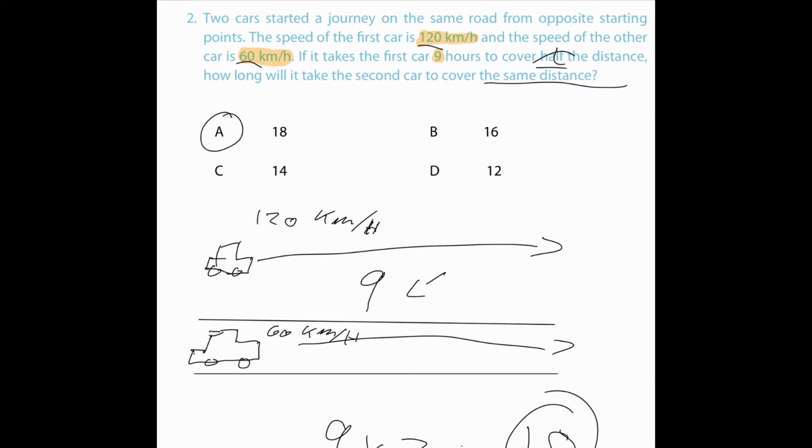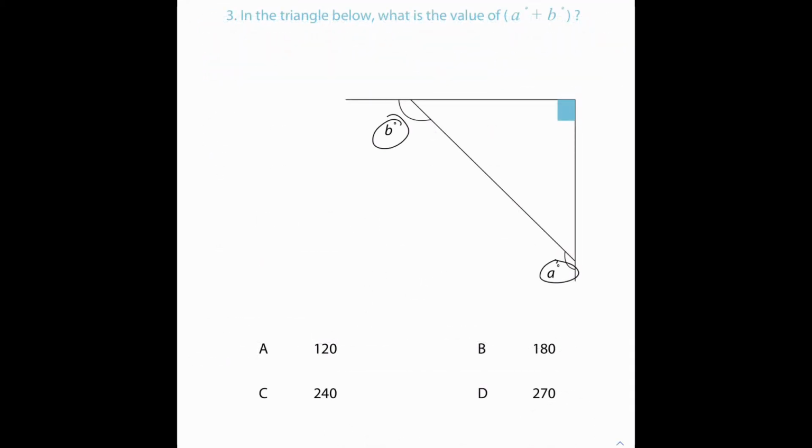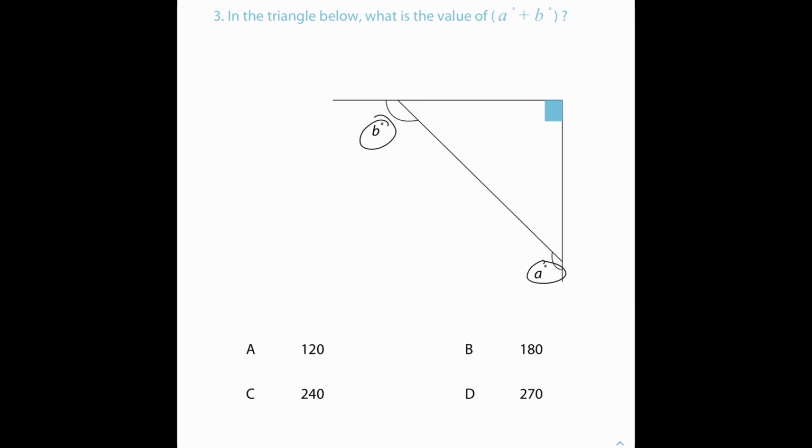The answer is A. All right, now we got number 3. In the triangle below, what is the value of A plus B? So they're talking about these two, A plus B. First things first, these are external angles. There's a rule for external angles in a triangle. So if you ever want to find an external angle, let's say we're trying to find A right now, we look for the two interior angles. It's the sum of the two opposite interior angles.